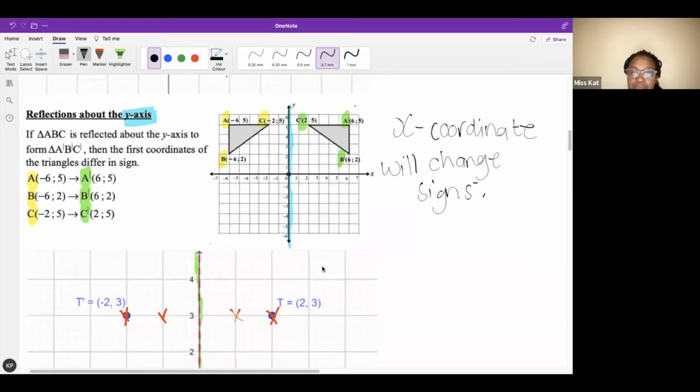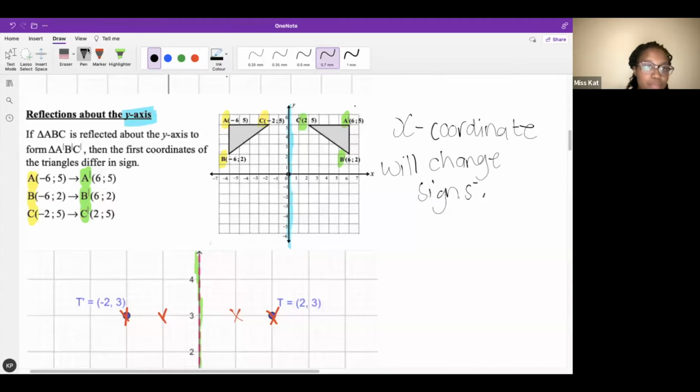Correct. That is correct. Elijah, do you have a question? Yes, go ahead. Miss, so what is the signs? Is the signs like the gradient or what is it? No, it's the positive and negative in front.